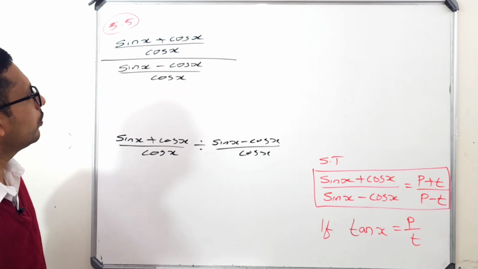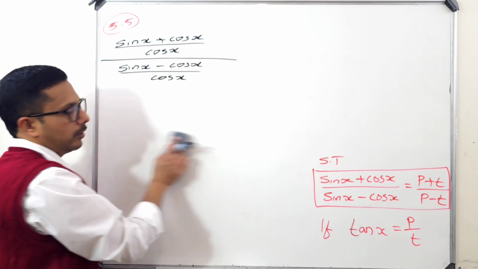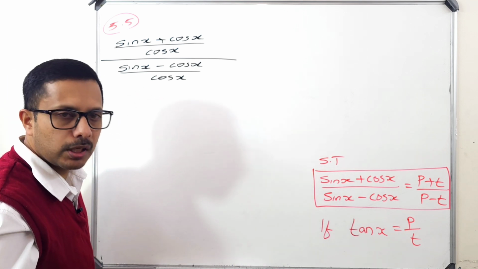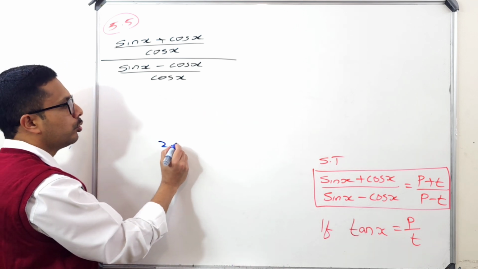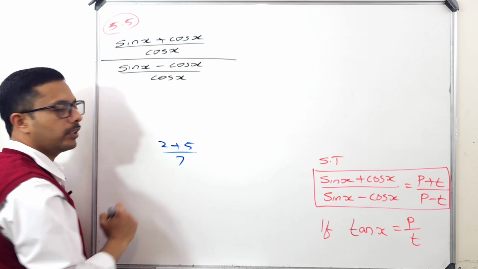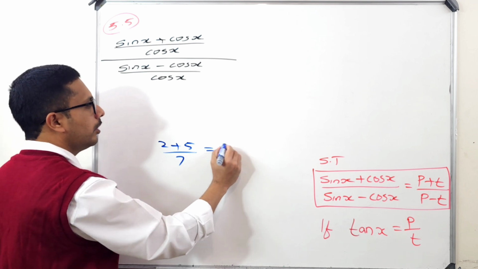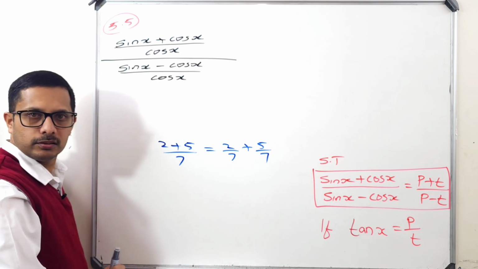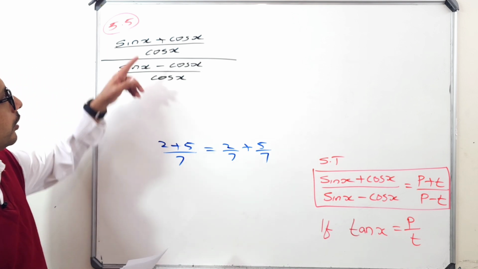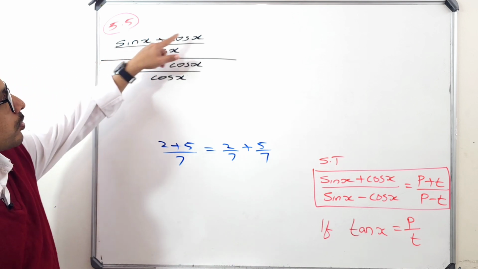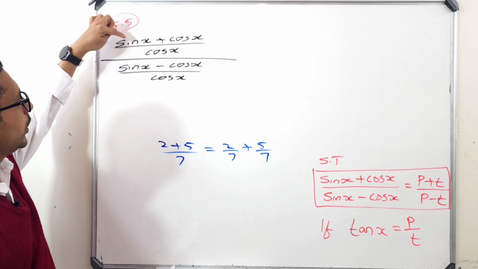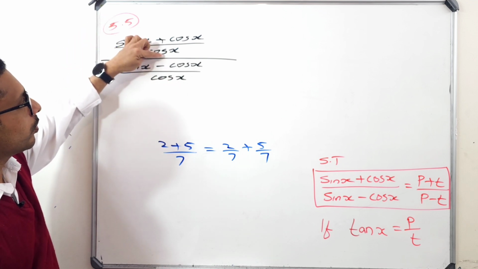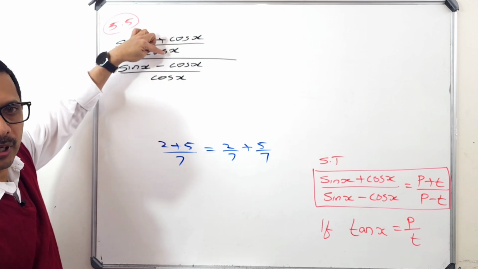Now for example, in small classes in grade 8 you studied 2 plus 5 divided by 7. Can you split it like this, 2 over 7 plus 5 over 7? Am I right? Okay. Similarly, look at the numerator. Sin x plus cos x divided by cos x. I am going to split it like this: sin x divided by cos x plus cos x divided by cos x.